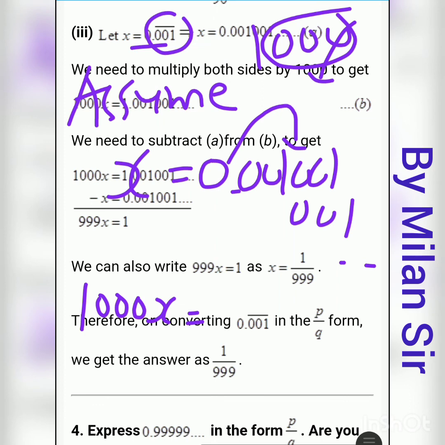So here we have 0001, and if we move 3 digits to the right, here we need to write the decimal point. So simply we can write 1.001001001. Here a total of three digits are repeating, so we multiply both sides by 1000. So 1000x, and the decimal point moves 3 digits to the right because we multiply with 1000.